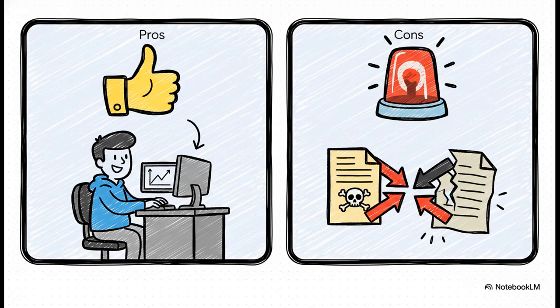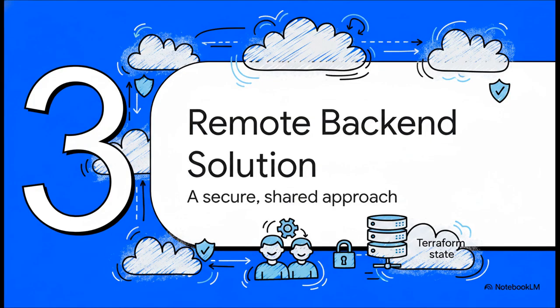So let's be super clear. While sharing this state file in Git is simple to start, the downsides are just brutal. You're putting sensitive data at risk, and maybe even worse, you have absolutely no way to stop two people from running apply at the same time. This can and will lead to conflicts, overwrites, and a corrupted state file, which is a total nightmare to fix.